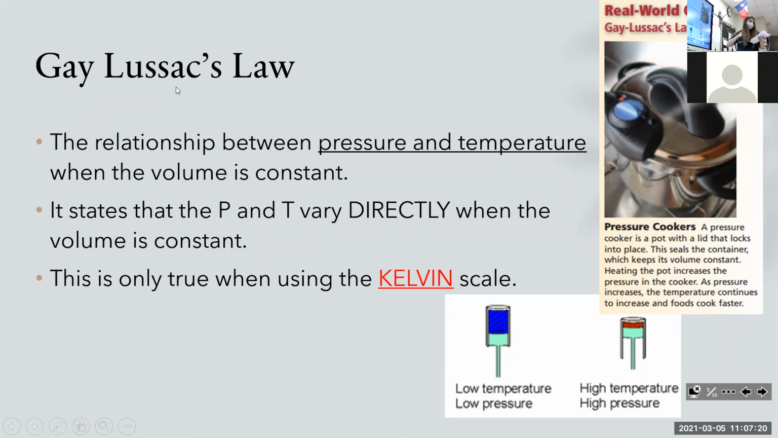Using the Kelvin scale. So on Gay-Lussac's law, we're on Gay-Lussac's. So volume is constant, and we have to use the Kelvin scale. And how do we convert to Kelvin? We add 273. Very good. Thank you. Okay. So you should put when volume is constant. And this only applies when using the Kelvin scale.